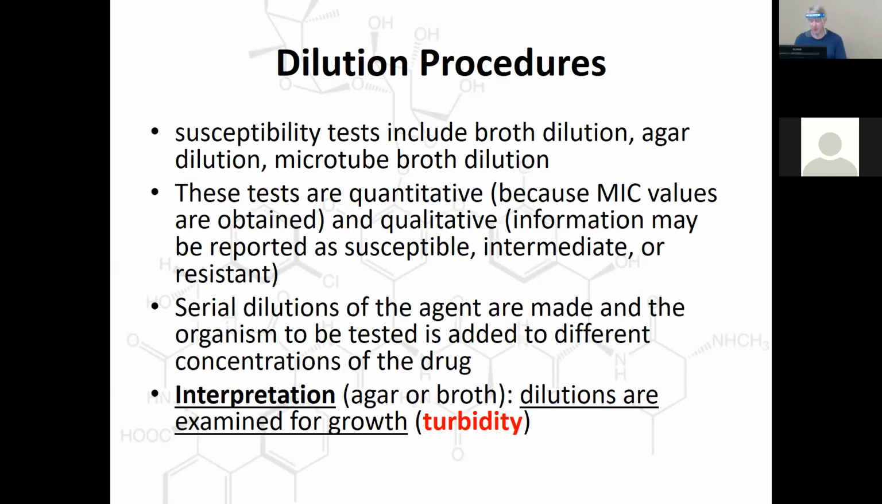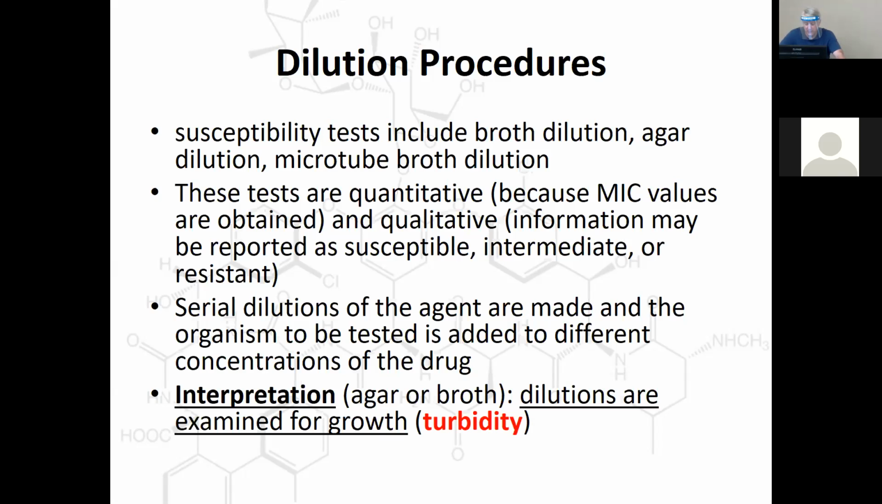Dilution procedures. Susceptibility tests include broth dilution, agar dilution, and microtube broth dilution. These tests are quantitative because MIC values are obtained, and qualitative information may be reported as susceptible, intermediate, or resistant. Remember, I've warned you enough on intermediate. You should be conscious of that. Serial dilutions of the agent are made and the organism to be tested is added to different concentrations of the drug.